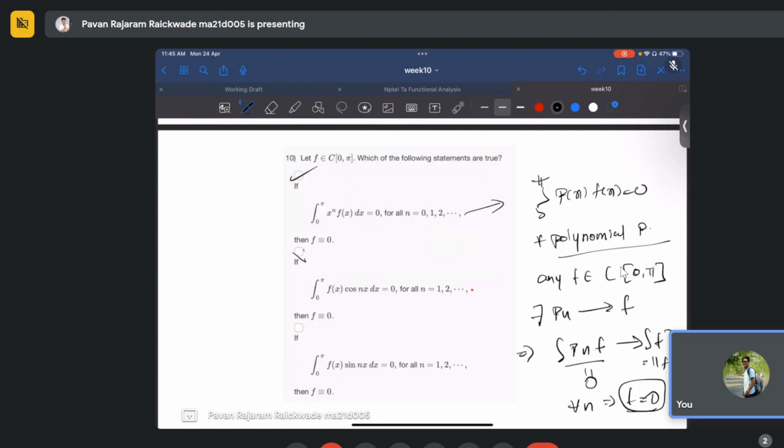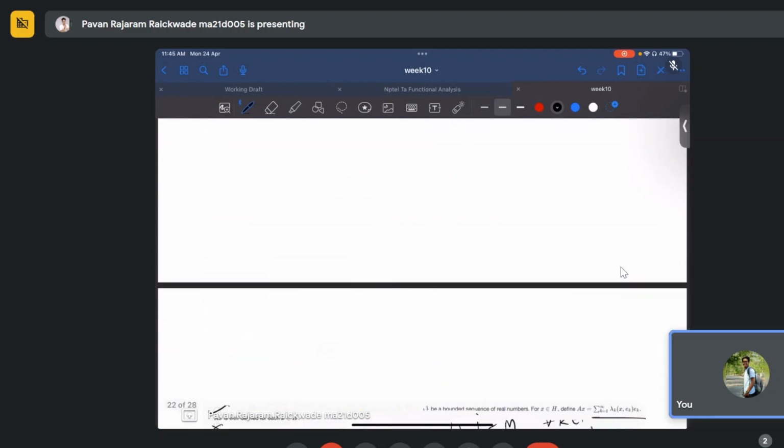In a similar way, you can do the other one also. No, this is wrong, the second one. If you take f equal to the constant 1, then the integral from 0 to pi of cos nx is still 0, but f is not identically 0. And this is correct, you can verify. So this is assignment 10.